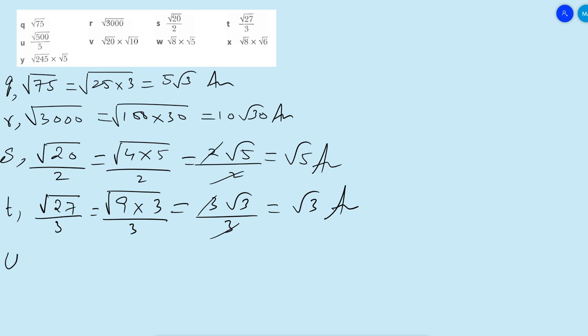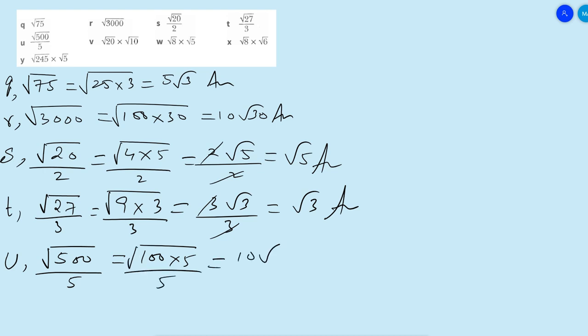U. U is root 500 upon root 5. 500 can be written 100 into 5 upon 5. Root 100 is 10. 10 root 5 upon 5. 5 2s are 10. So the final answer is 2 root 5. This is the answer of part U.